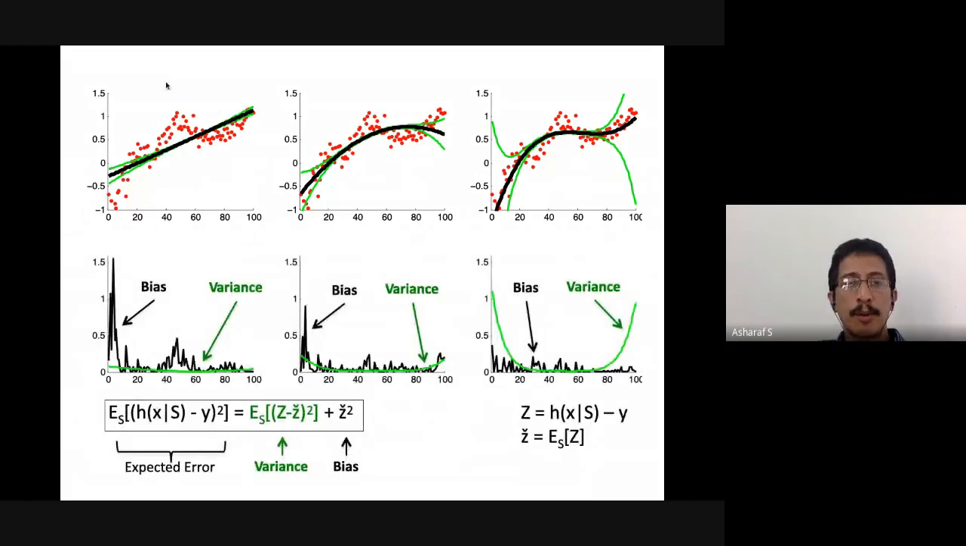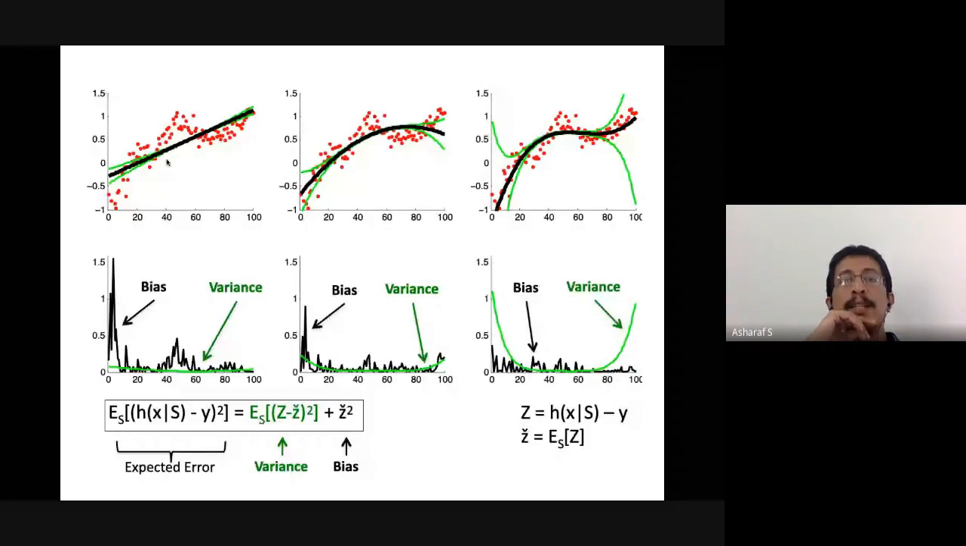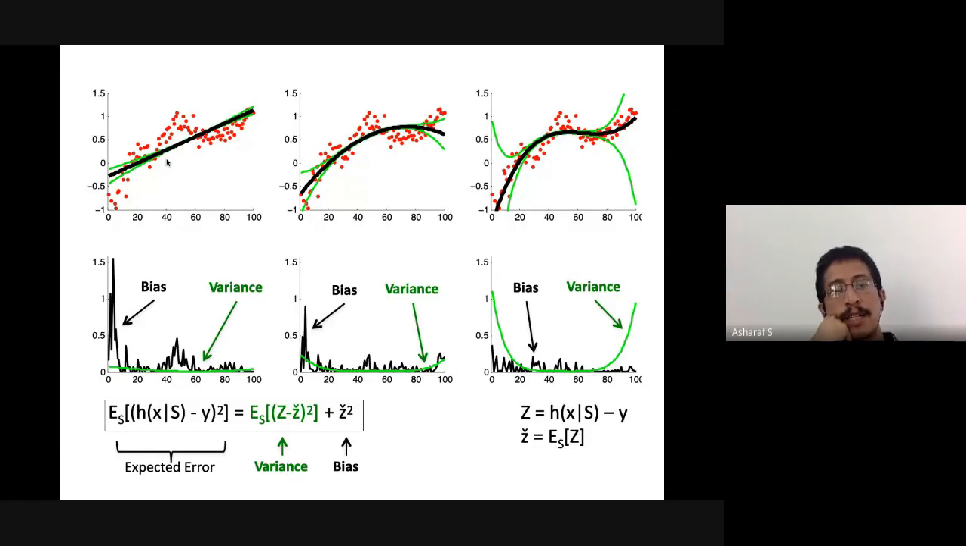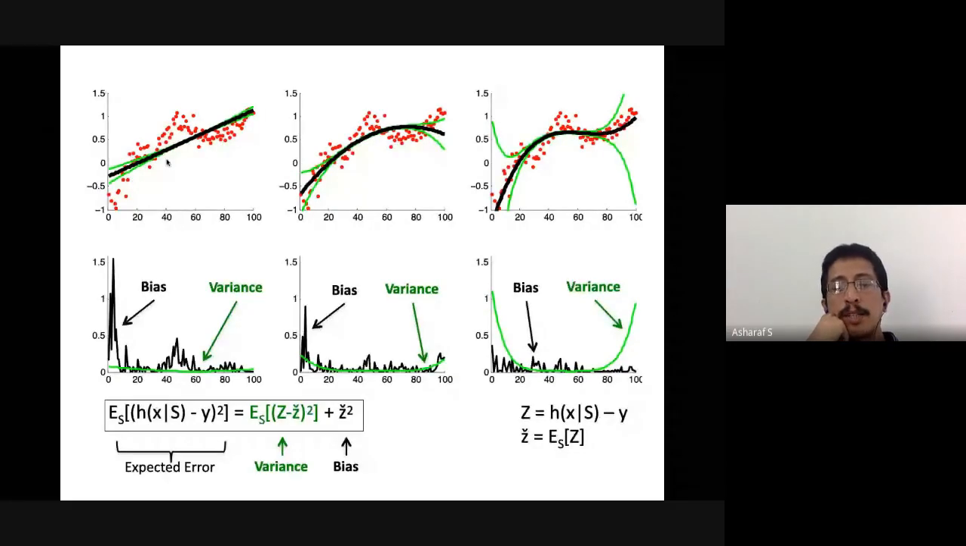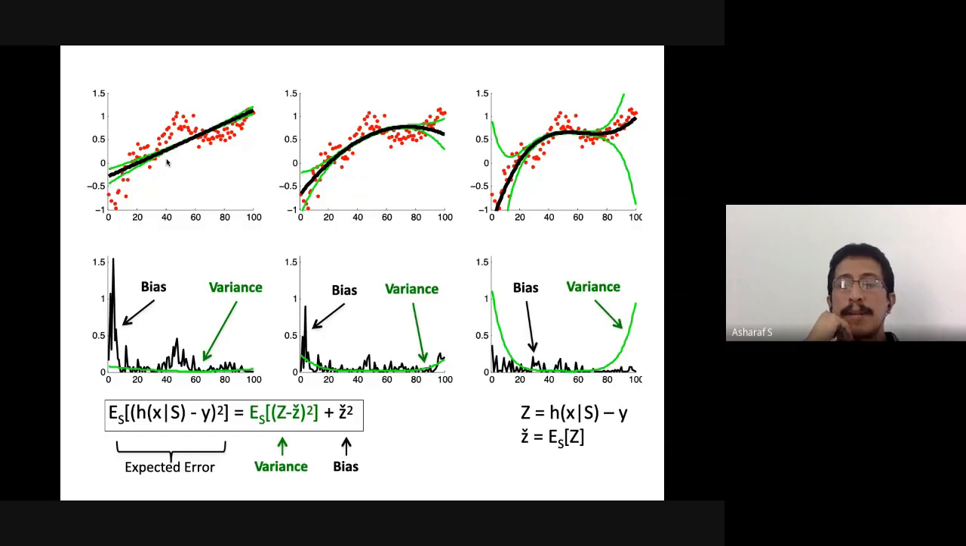Let's look at the plot of bias and variance here. In this particular diagram, in the second row, the black one represents bias and the green one represents variance. What is expected error? You can see the expression below. Expected error for any model is a sum of bias and variance. Bias is model fitness, and variance is the error expected when the model is tested with some data point. It captures a notion of generalization capability.